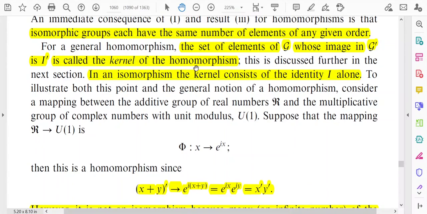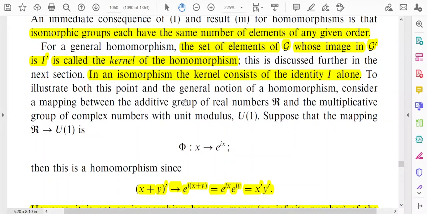We will discuss this kernel with some example, but in an isomorphism, the kernel consists of the identity I alone. So, in that sense, there is no kernel in the isomorphism, but we say that the identity itself is a kernel, because identity I has corresponding element I prime in group G prime. So, here only identity I is the kernel.